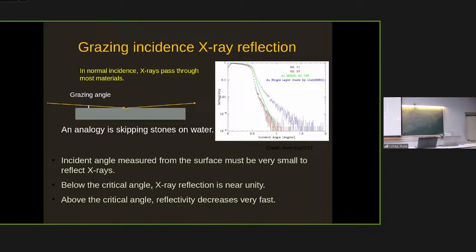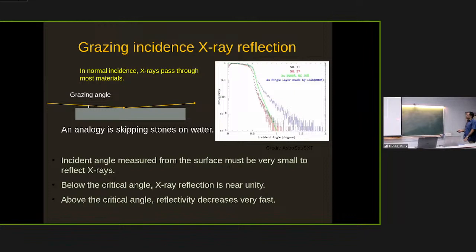for example, the atomic number as well as the energy of the photons. So if this grazing angle is more than about 0.5, the reflectivity goes down very fast. Okay, so this kind of reflection is analogous to skipping a stone on water, where you throw a stone and it just touches the water and then flies like that. Okay, so this is how you can reflect X-rays.